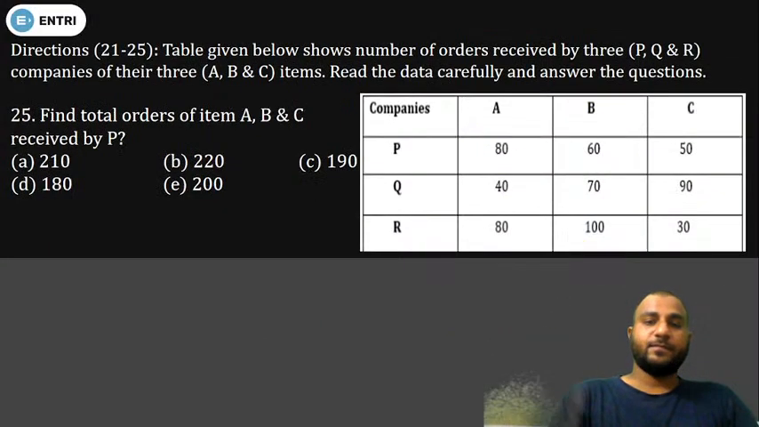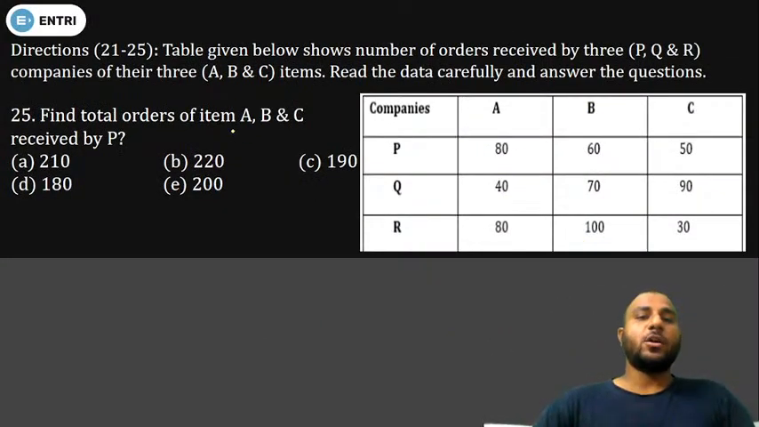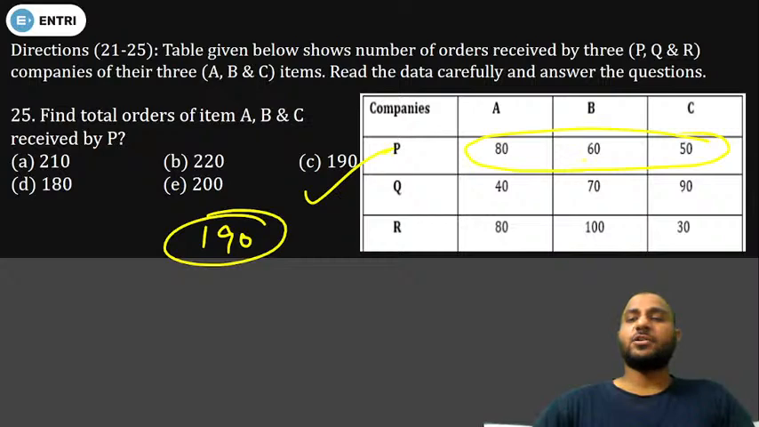Very good. Next, find total orders of item ABC received by P. ABC received by P. It is a quite easy one. 190. That's it. 8 plus 14, 14 plus 5, 19.